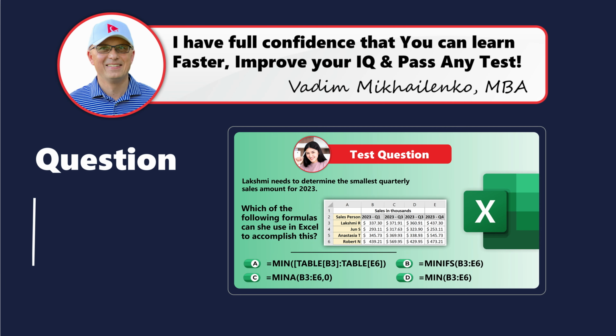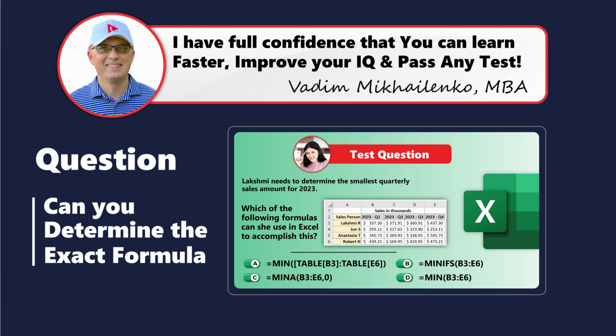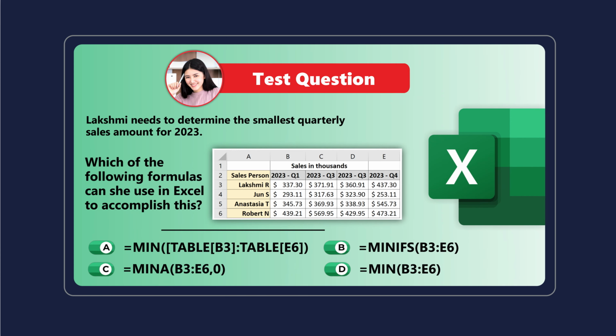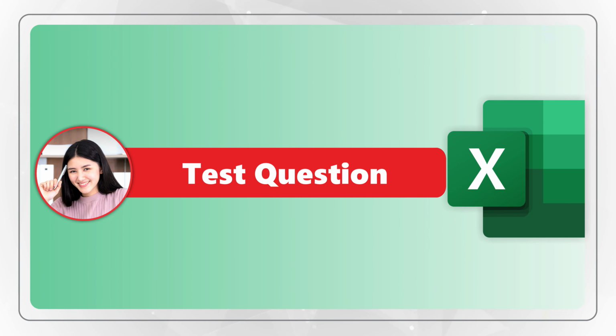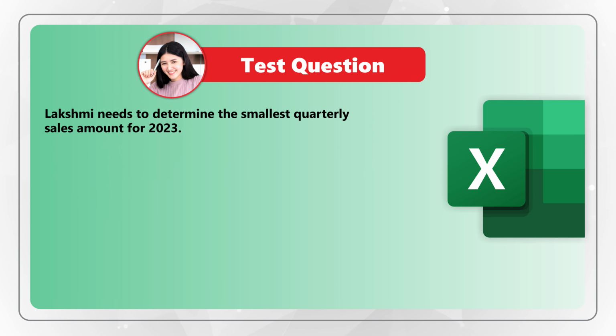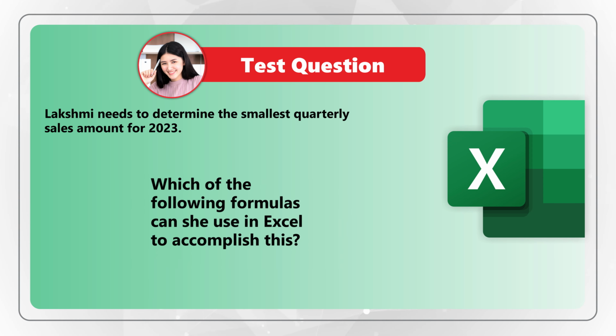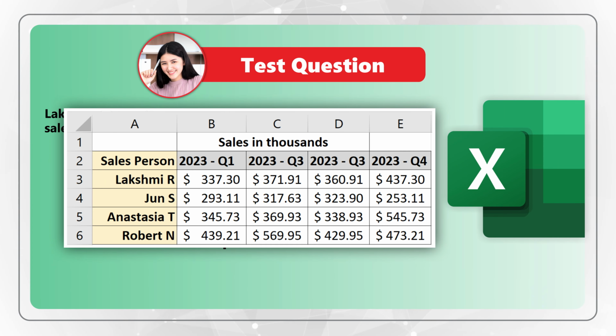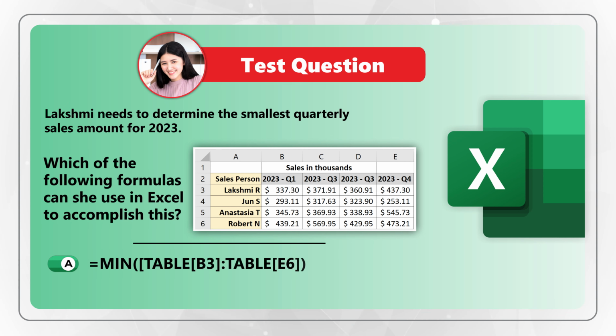I have a surprise for you, and my surprise is the practice question for you to solve. Lakshmi needs to determine the smallest quarterly sales amount for 2023. Which of the following formulas can she use in Excel to accomplish this? You're presented with the data set and 4 possible choices. Take a close look to see if you can select choice A, B, C, or D.